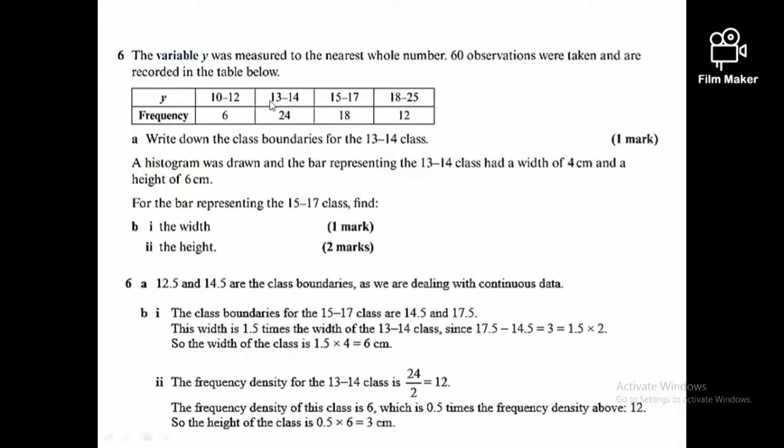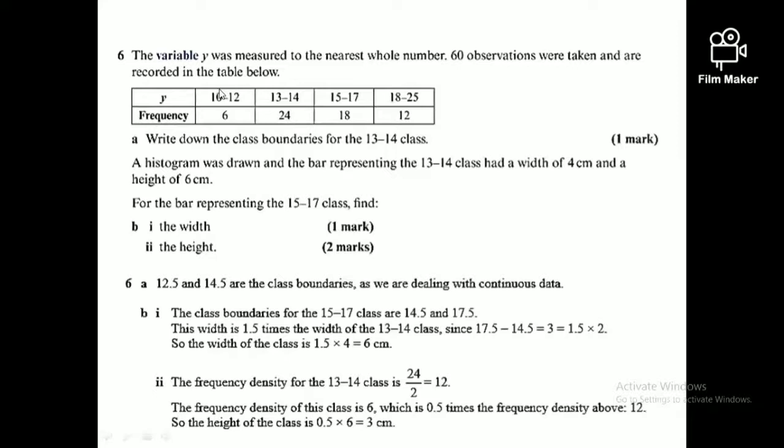Then from 13, bring it 0.5 to the lower side. Then it will turn up to 12.5. From 14, drag 0.5 to the greater side, and it will turn up to 14.5. So this will turn up to 12.5 and this will turn up to 14.5.